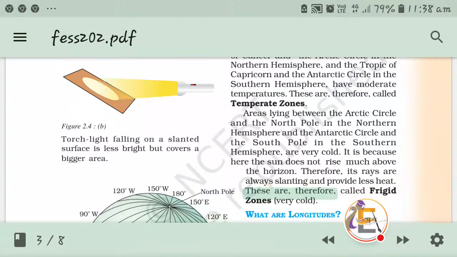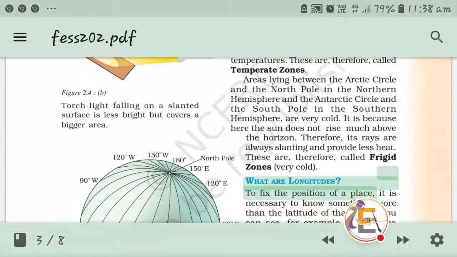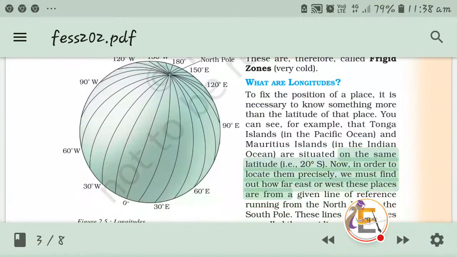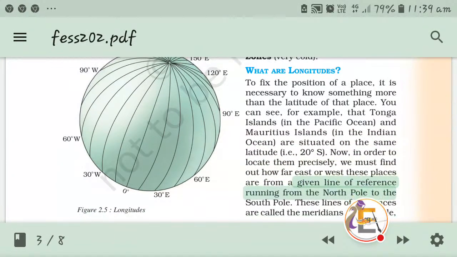What are longitudes? To fix the position of a place, it is necessary to know something more than the latitude of that place. You can see, for example, the Tonga Islands in the Pacific Ocean and the Mauritius Islands in the Indian Ocean are situated on the same latitude, i.e., 20 degrees. Now, in order to locate them precisely, we must find out how far east or west these places are from a given line of reference running from the North Pole to the South Pole. These lines of reference are called the meridians of longitude.